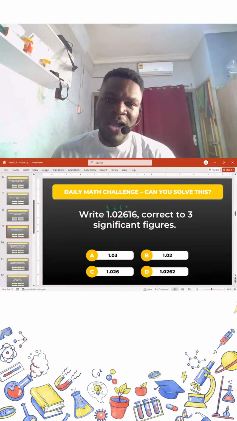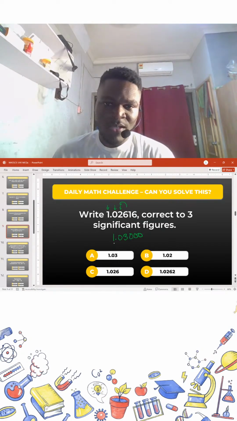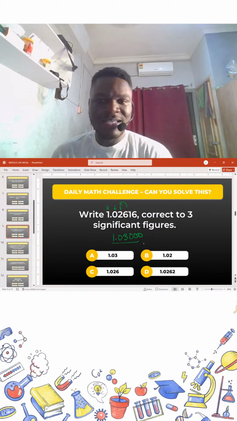So we need to add 1 to the third significant number. So it becomes 1.03. Then you can make the rest 0. Okay, so it becomes 0, 0, 0. So this becomes our answer.